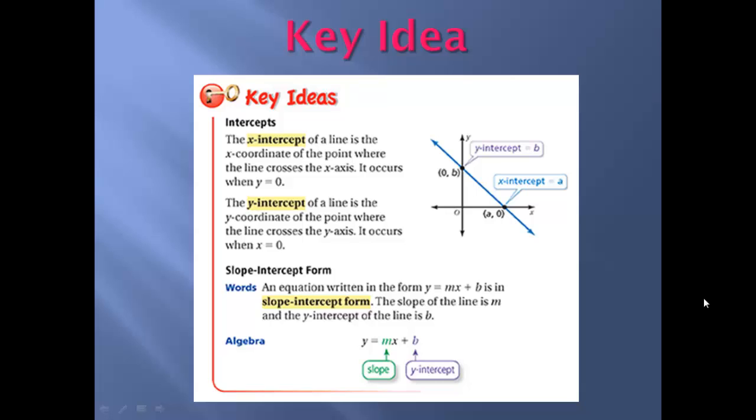Now for slope-intercept form. An equation written in the form y equals mx plus b is in slope-intercept form. The slope of the line is m, and the y-intercept of the line is b.